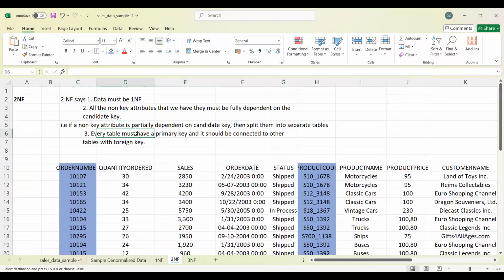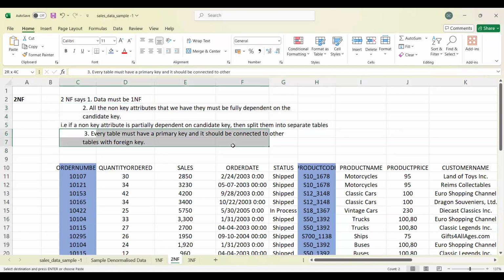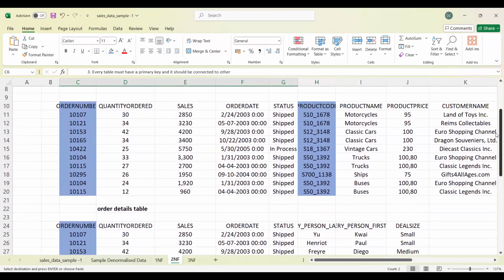Next, we have one more rule in the 3NF. That is, every table must have a primary key and it should be connected to other tables with foreign key. Okay. After dividing this data, see, step by step, obviously we need to do. First, we convert it into 1NF. After that, I make sure to satisfy the second rule. Okay. As it is not satisfying, I converted them into separate tables. Now I need to work on third rule. The third rule is that every table must have a primary key and it should connect with some other foreign key. So now I have three tables here.